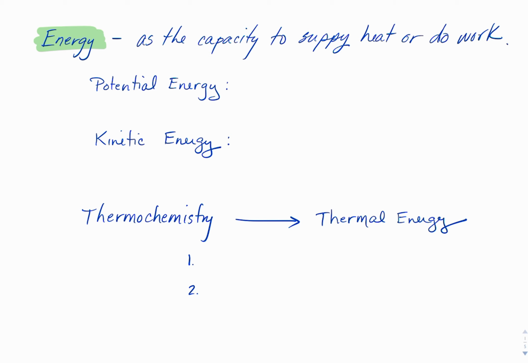In this video, we're going to look at how energy is discussed in chemical reactions. But before we can do that, let's look at what energy actually is. Energy is defined as the capacity to supply heat or do work. In two general classifications, energy can be referred to as potential energy or kinetic energy. Potential energy is essentially stored energy, and kinetic energy is the energy of motion.